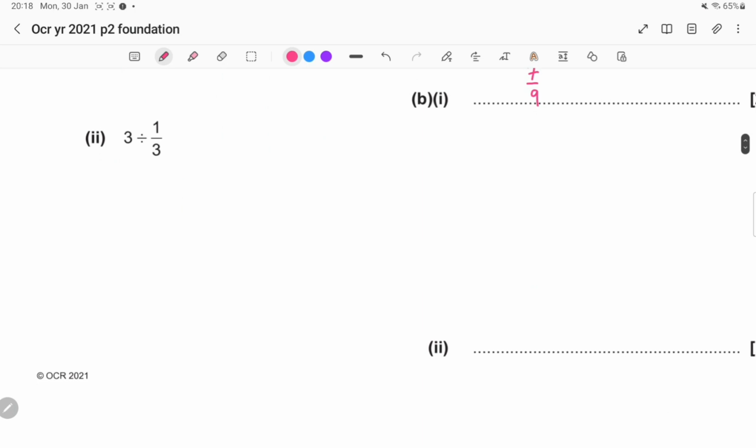Next question. 3 divided by 1/3. Whenever we have to divide by a fraction, we keep the first number as it is, change the division sign to a multiplication sign, and flip, or take the reciprocal of, the second one. So the reciprocal of 1/3 will be 3 over 1. How do we take the reciprocal? The numerator becomes the denominator and the denominator becomes the numerator. So 3 multiplied by 3 is 9, and you have 1 in the denominator, or you can just write it as 9.